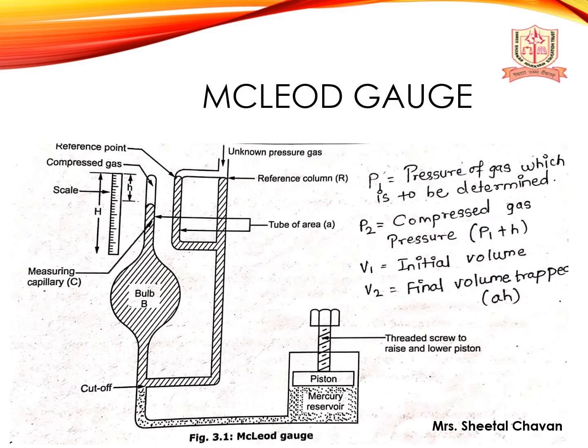First one, McLeod gauge. This McLeod gauge consists of one mercury receiver, which consists of a piston and a threaded screw to raise and lower the piston, and one capillary tube is connected to this mercury receiver to the bulb and the reference column. The bulb has a capillary tube at the top side, and the reference column we are using to refer to the level of the liquid mercury.